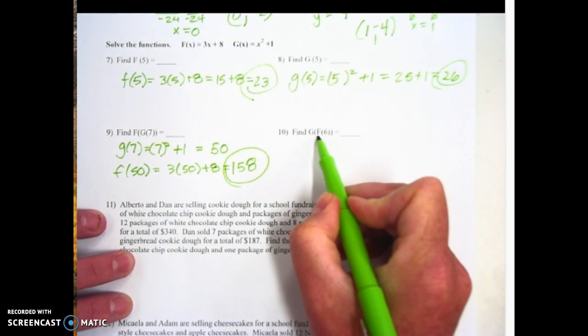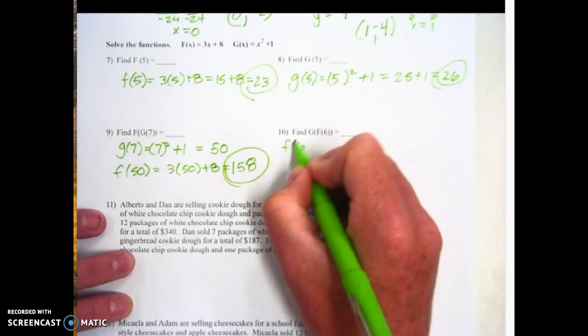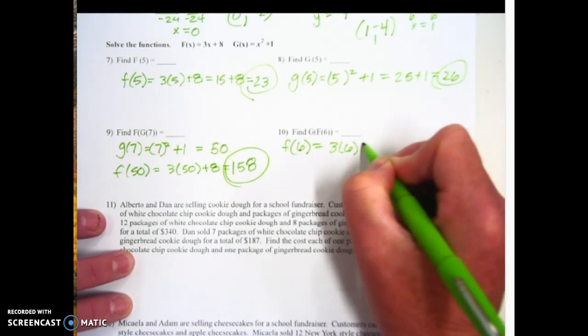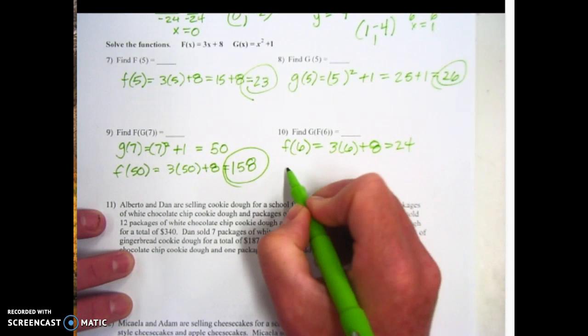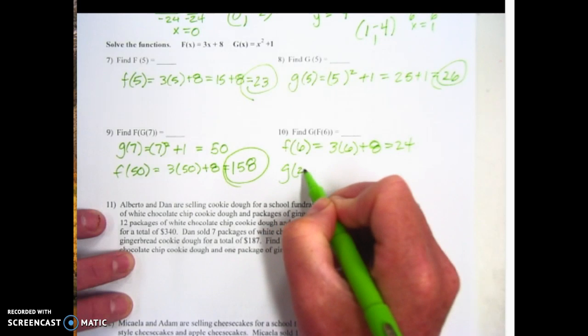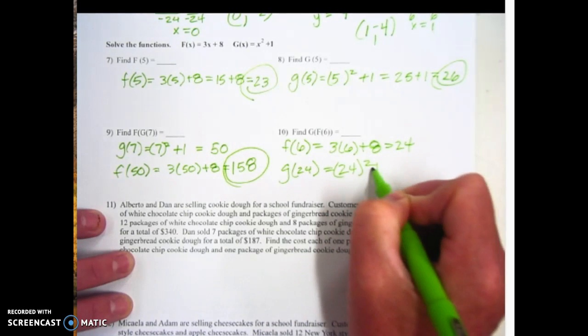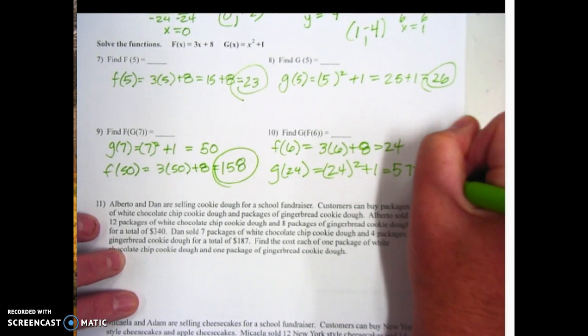Now we're going to plug 6 into the inside function, which is f. So the f of 6 is 3 times 6 plus 8, which is 24. Take that number and plug it into g. So the g of 24 is 24 squared plus 1. I did that one on the calculator. I got 577.